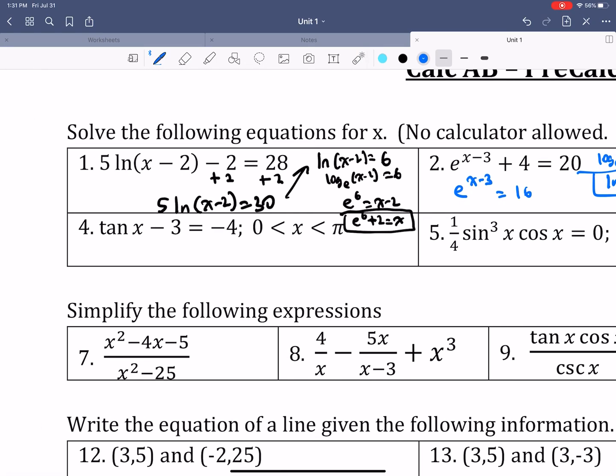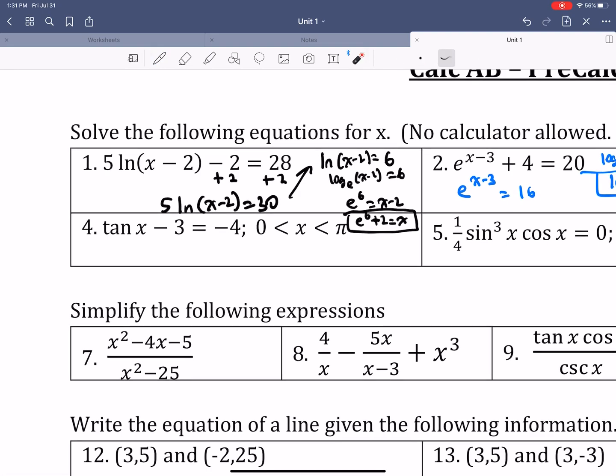Next one, tangent of x minus 3 is equal to negative 4, and they give us a restricted domain in radians, so I should be in radians, which are unitless. I'm going to add 3 to each side. Tangent of x, whoops, not tax, tangent of x is equal to negative 1. Solving for x, which means I'm going to use inverse tangent, aka arc tangent, if you like to call it that way, if you're more Greek. Then I have this over here. X is going to be the angle because inverse tangent provides angles as outputs. So I need the ratio to be negative 1.